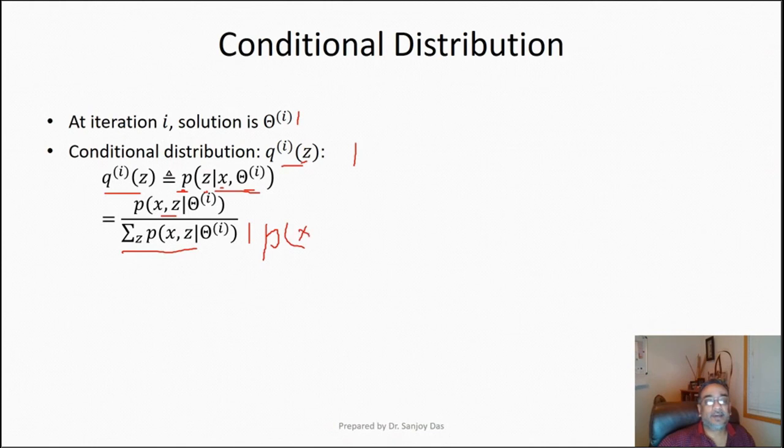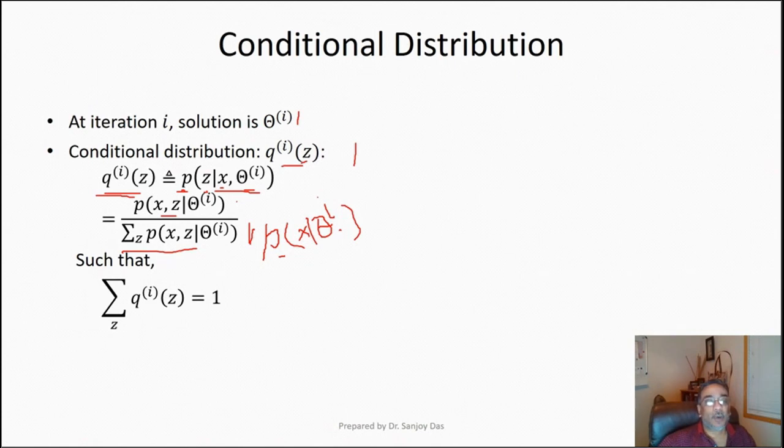P(x given theta^i). So this is the denominator, and the numerator is P(x, z), and the denominator is P(x), so that gives us the probability of z alone, and that we call Q^i(z).